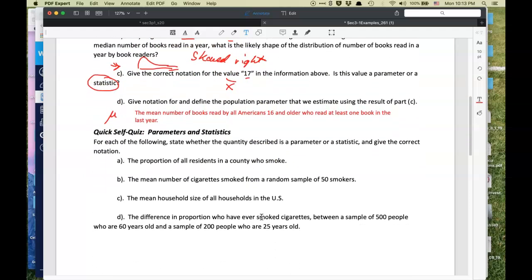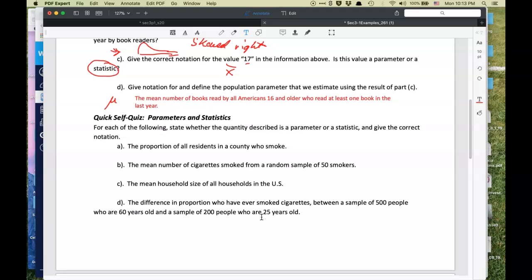Okay, so now let's move on to this quiz, and I'm going to have you pause and take a look at it. I would suggest you try to do this on your own. For each one, state whether the quantity described is a parameter or statistic, and give the correct notation. Okay, I hope you gave that a try. The proportion of all residents in a county who smoke. Proportion is p. All residents means that we're talking about everybody, so that's a population.